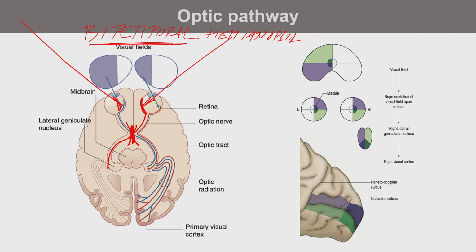So we have visual fields, temporal and nasal. Each eye has a temporal and nasal part, and temporal and nasal visual field. The temporal visual field is using the nasal part of the retina. It's clear because of a simple geometric thing. So this is one very important thing.